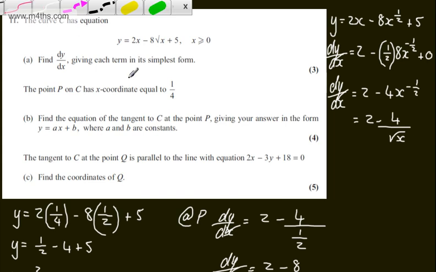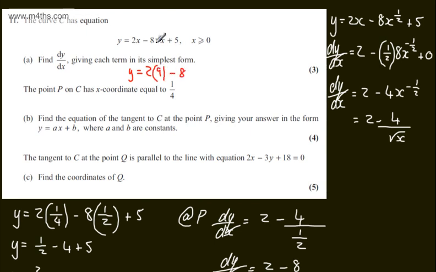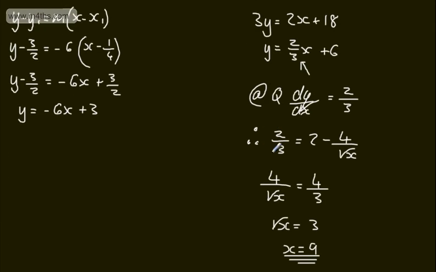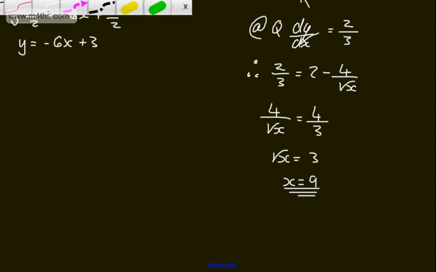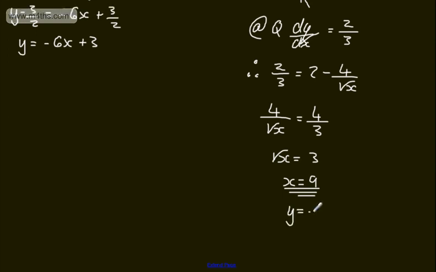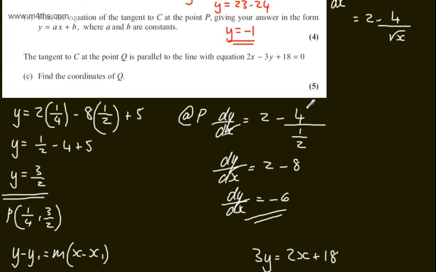So we're going to have y will be equal to 2 lots of 9 minus 8 lots of the square root of 9, which is going to give me 3, plus the 5. So we can say that y will be equal to 18 minus 24 plus the 5, which gives me that y is equal to 23 minus 24, and that's going to give me that y is equal to minus 1. So all we need to do is simply write the coordinates. Therefore, the point Q is 9, minus 1. So for the last part of the question, we're given 5 marks.